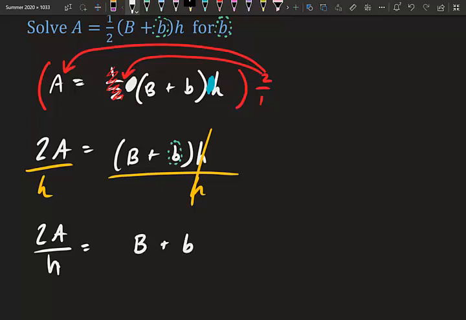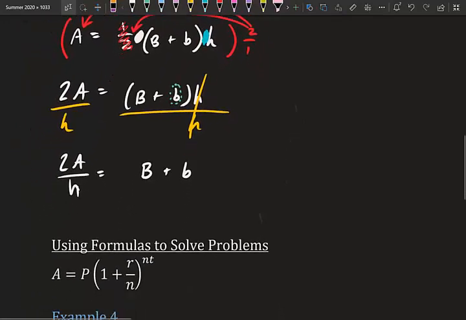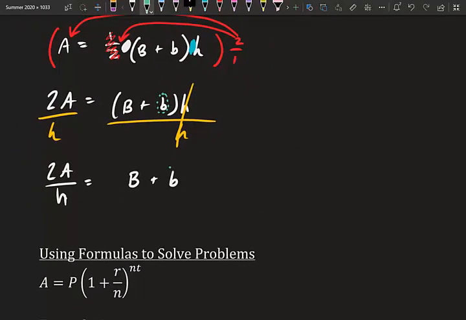We can get rid of the fractions because after we get rid of the h, we're not left with anything. So we have 2a over h equals b plus little b. And remember, our goal is to get little b by itself. A lot of the times in math, we forget what our goal is. We just blindly start working, and then sometimes we forget what we're supposed to be finding. Keep in mind what you're supposed to be finding. Trust me, it will happen. We forget.